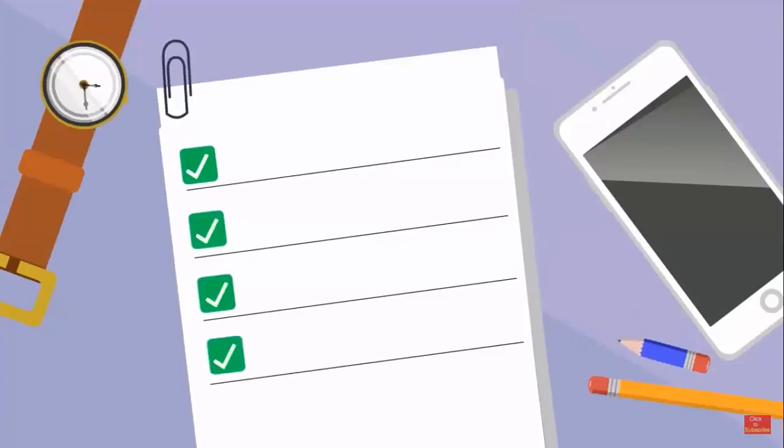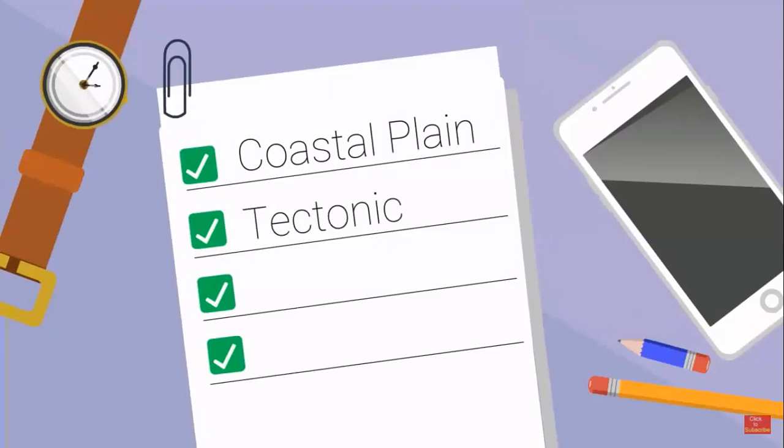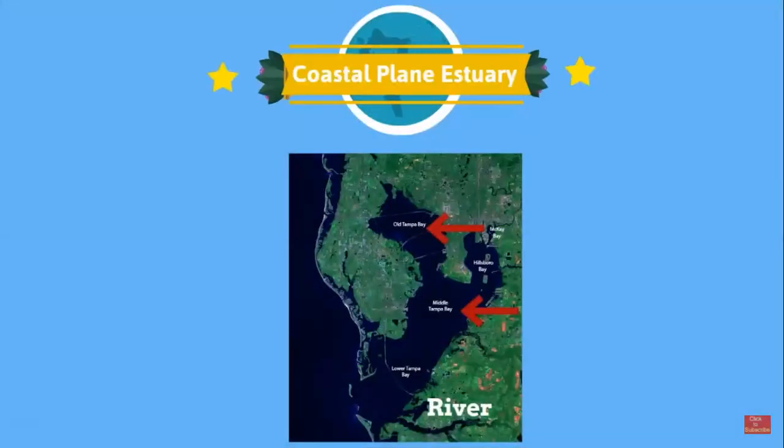The classifications include coastal plain estuaries, tectonic estuaries, bar-built estuaries, and fjords. Coastal plain estuaries look like valleys with gentle sloping bottoms. Their depth increases towards the river's mouth. This type of estuary is common throughout the world. An example is Tampa Bay in the U.S.